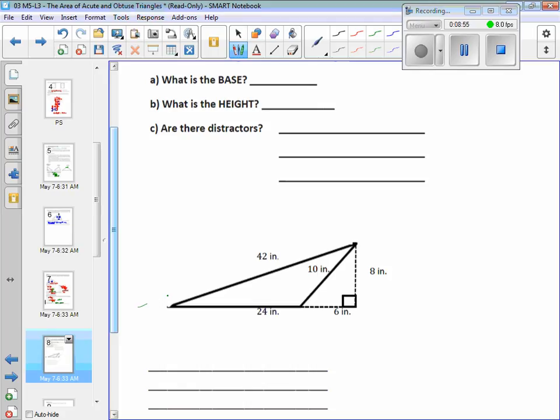Okay? All right? That's the hardest part, is getting the numbers to substitute into the equation. Okay? Next question, what's the height? Or the altitude? How many say 8? Yeah, that's usually a little bit easier for you guys. It is 8. Therefore, the distractors, the numbers we don't need, are 10, 42, and 6. The numbers we do need are your 24 and your 8.